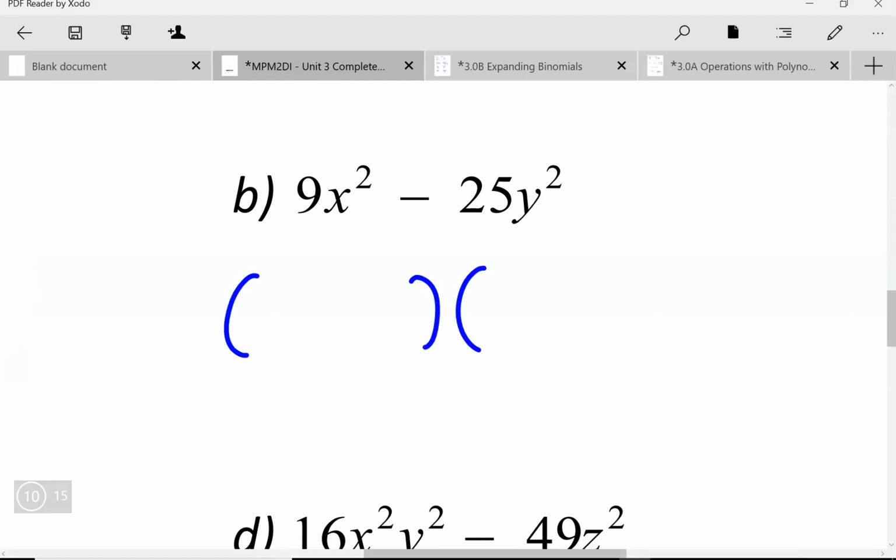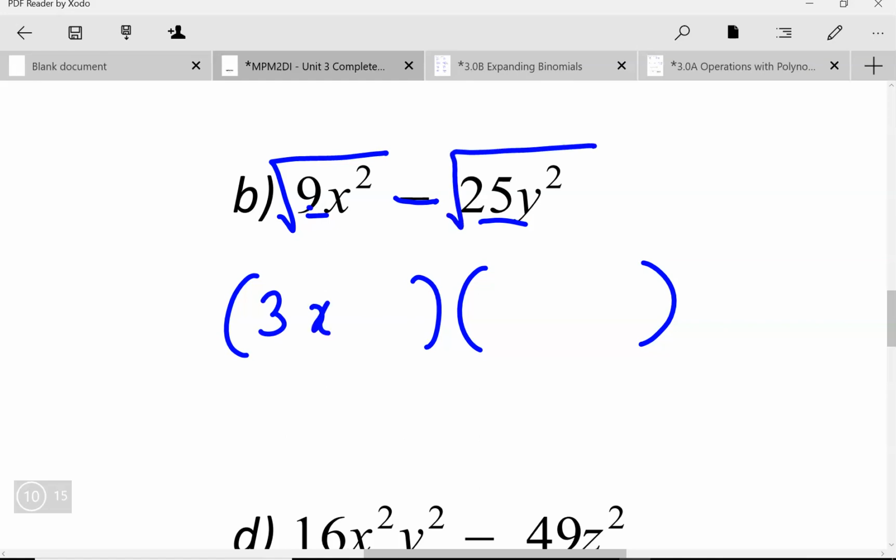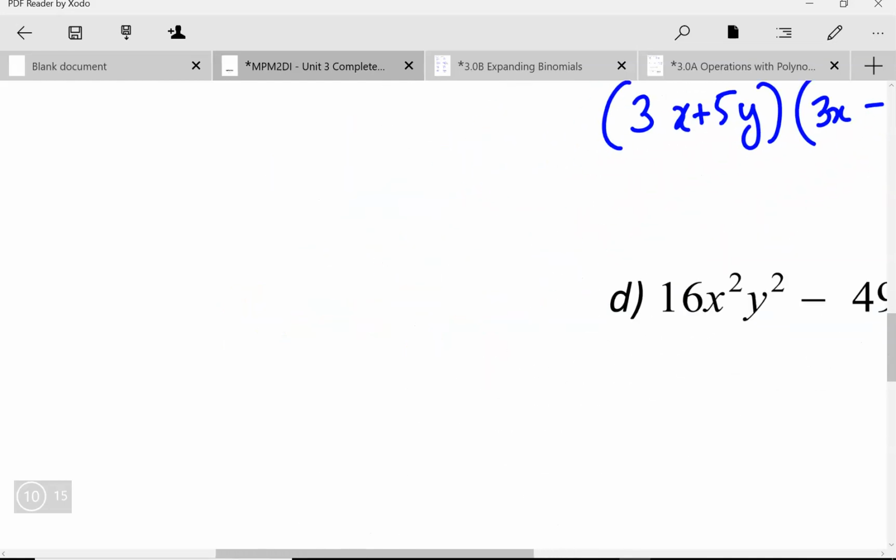Two brackets. Again, I see it's a binomial, two terms, with a subtraction sign in between them. Both have square-looking things. I call it difference of squares. Take the square root of the first term of the entire thing. So square root of 9 is 3, square root of x squared is x. Take the square root of the second one. Square root of 25 is 5, square root of y squared is y. Put a plus and a minus: (3x + 5y)(3x - 5y). This is my factored form. There.